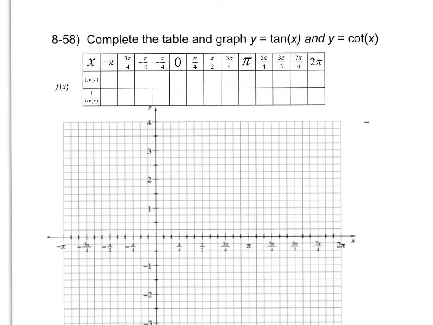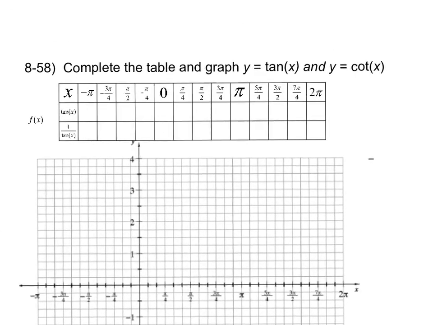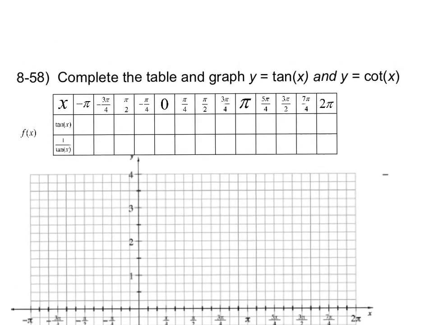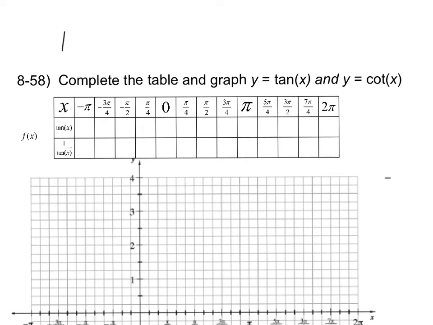Let's make a graph for the tangent and the reciprocal, 1 over the tangent. Before we do that, recall that the tangent of x is equal to the sine of x over the cosine of x. So taking the tangent of a negative pi would be the same as taking the sine of a negative pi over the cosine of a negative pi.